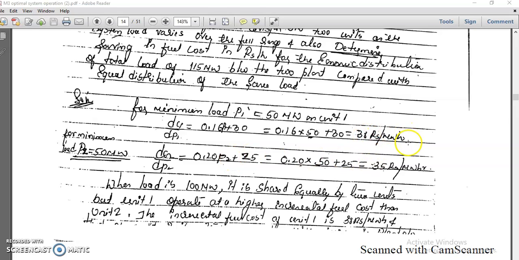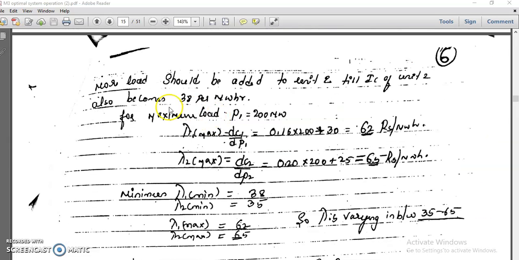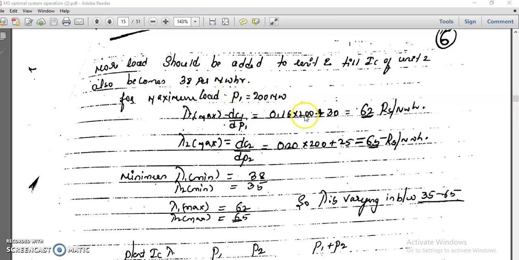So we got 38 rupees per megawatt hour or 35. This is lambda 1 minimum, lambda 2 minimum for minimum load. Same thing you have to do for maximum load, 200 megawatt. Here you substitute P1 as 200, and here P2 also 200. Both sides you substitute 200 megawatt. Now lambda 1 max, lambda 2 max: we got 62 rupees per megawatt hour or 65.